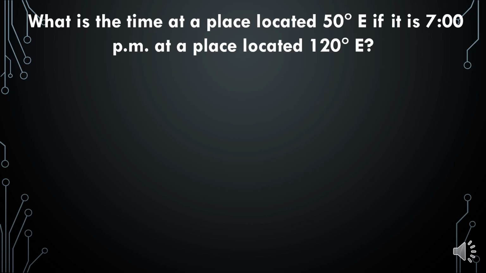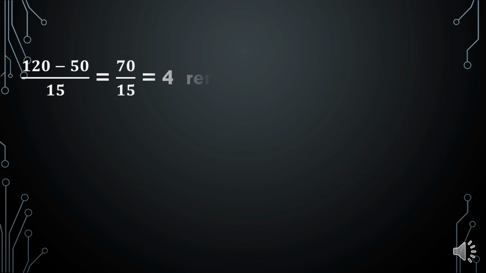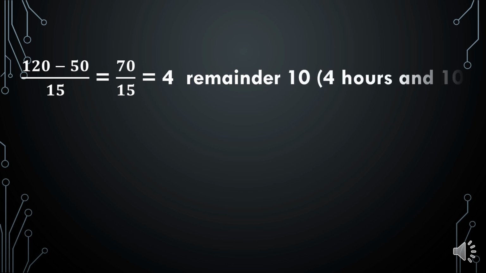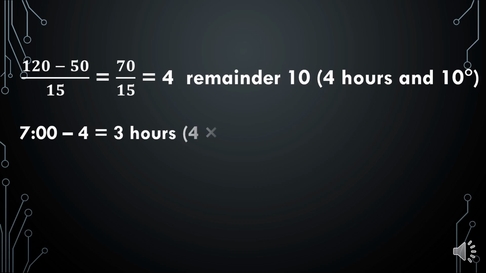What is the time at a place located 50 degrees east if it is 7 o'clock at a place located 120 degrees east? When we work out our difference in time, we are left with 4 and remainder 10, which is 4 hours and 10 degrees. Because we're moving westwards from 120 degrees east to 50 degrees east, we need to subtract our 4 hours from the time 7 o'clock, which means we have 3 hours.